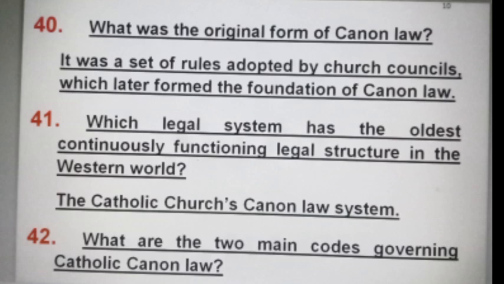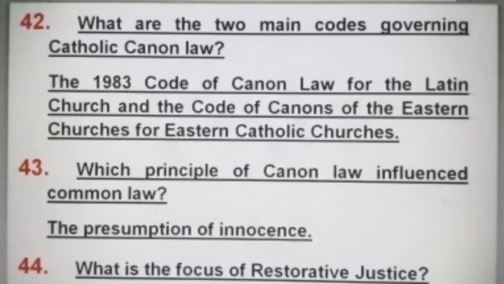Which legal system has the oldest continuously functioning legal structure in a Western world? The Catholic Church's canon law system. What are the two main codes governing Catholic canon law? The 1983 Code of Canon Law for the Latin Church and a code of canons of Eastern churches for the Eastern Catholic churches. Which principle of canon law influenced the common law? The presumption of innocence.